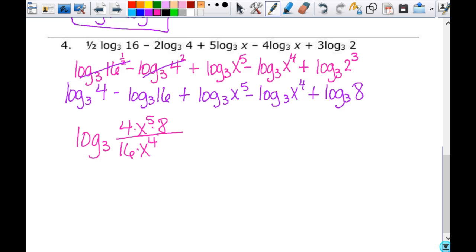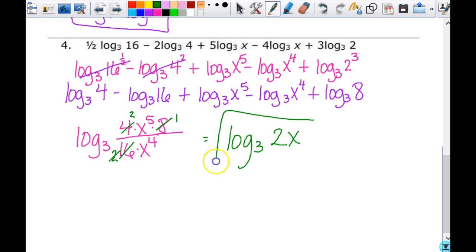Okay, so then I can reduce this, right? 8 goes into 16 twice. And then I can reduce the 4 and the 2, so this just becomes 2. Can I reduce the x's? Yes, so in the end I get log base 3 of what? 2x. And that's why we condense, because you can take that madness and turn it into that right there. If it helps you to multiply it out and then reduce it, you can do that too. But any questions about where anything came from?